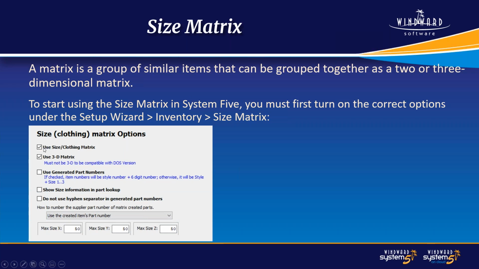We can then click on the box, Use Size Clothing Matrix, or the 3D matrix, which has 3 dimensions. You also have the option, a drop down, on how to number the supplier part number of the matrix created parts. You can use the created item's part number. There's also a supplier part number. I'll show you later on in the live demonstration the different options. We have max size X50, Y50, and Z50.